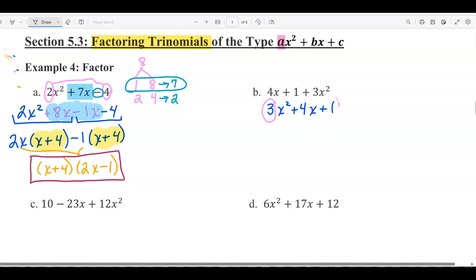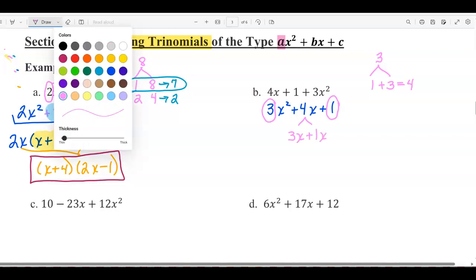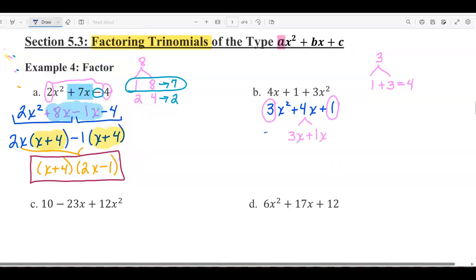So I'm looking at that first term and the last term. I multiply them together to get 3, and I'm thinking of all factors of 1 and 3. Because the 1 is a positive, I want to add those together to get 4, and that does match my middle term of 4. So I'm going to take that 4x and rewrite it as 3x plus 1x. Everything else would stay the same, so in front I have 3x squared, and I have that 1 at the end. Now I can use my factor by grouping.